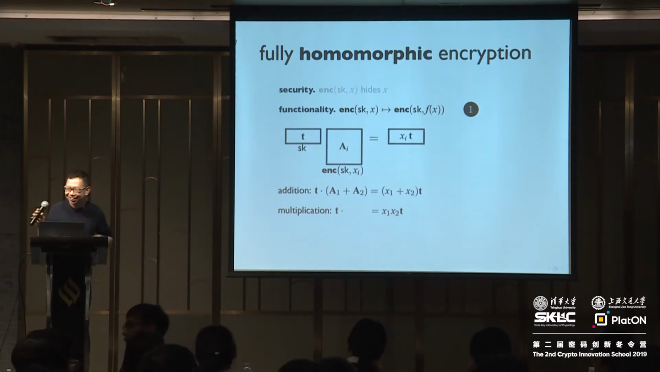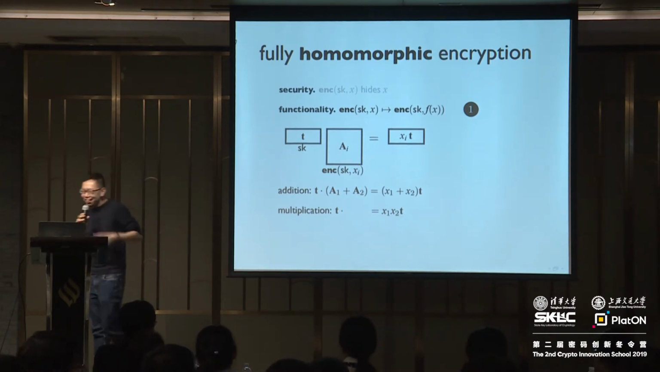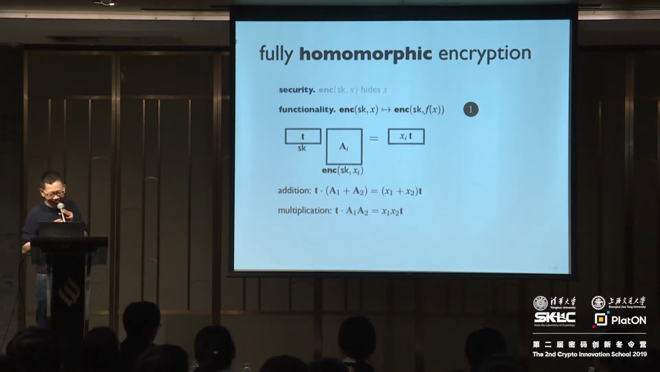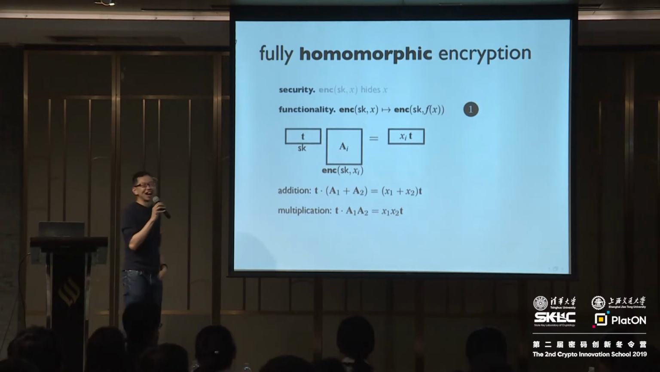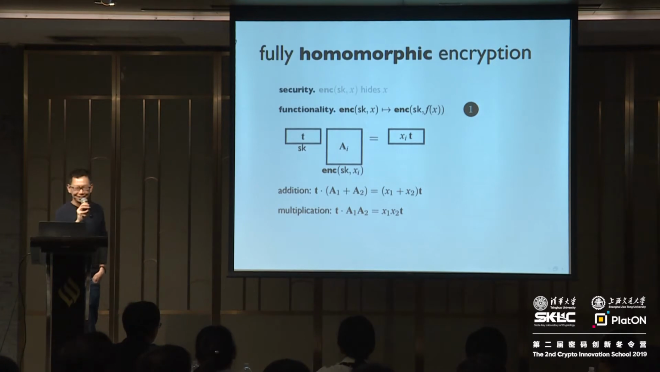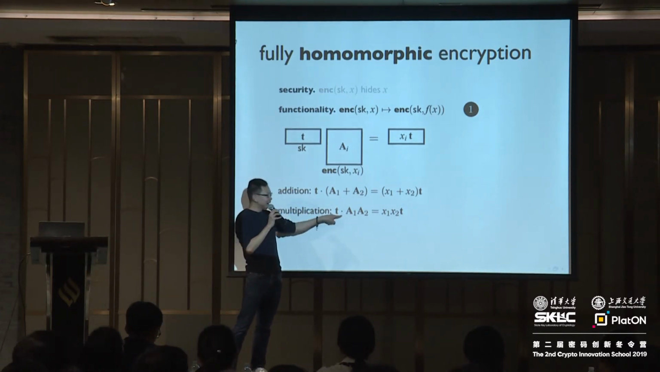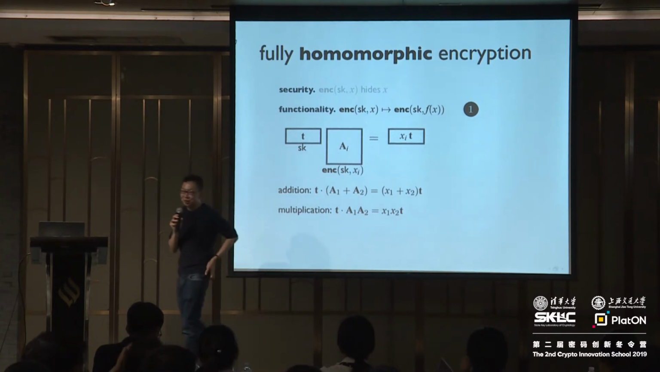Multiply A1 and A2? Great, right. Multiply A1 times A2. Okay, so exactly that works. Thank you. So if you look at T times A1 times A2, it is exactly X1 times X2 times T. Right? That's just because if you multiply T by A1, you get X1 times T, and then T multiplied by X2 gives you X1 times X2 times T.